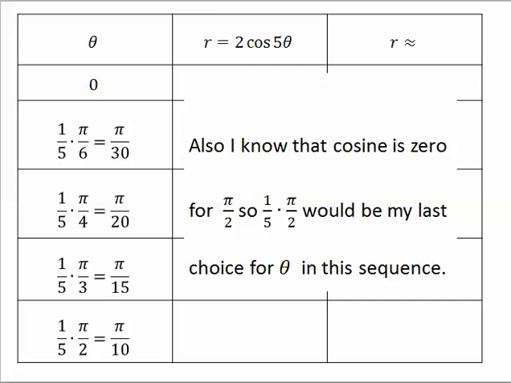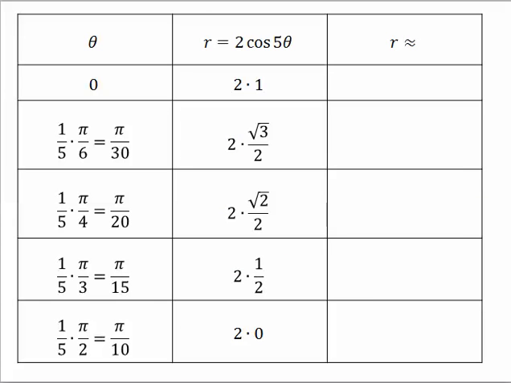And this is only a starting point. If we need to come back and plot some more points, we will. So evaluating 2 cosine 5 theta, this is what I get. And then for some of the values, I need to get an approximation for it so I can plot. All right, so we're ready to plot now.